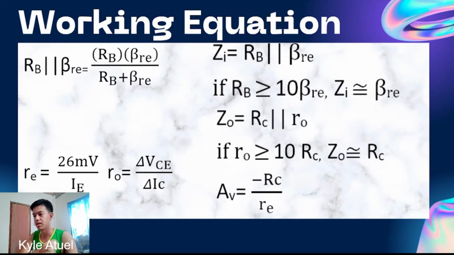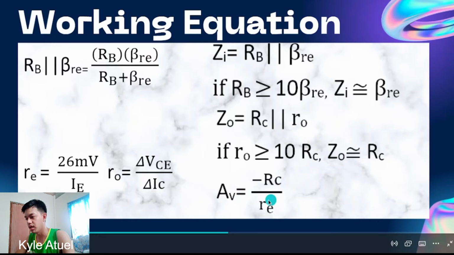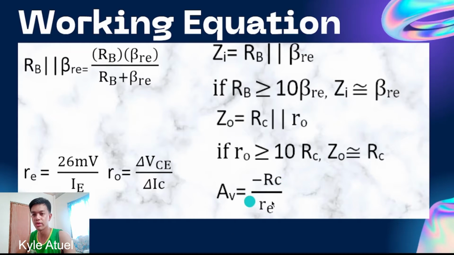Here, the output impedance is kind of similar to the previous one, but it is just RC parallel to RO. If RO is greater than or equal to 10 times RC, then the output impedance equals RC. Here, the voltage gain AV is equal to negative RC over RE. So that's all the working equations.